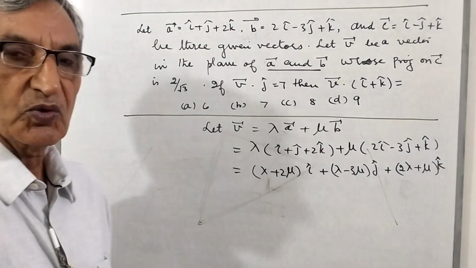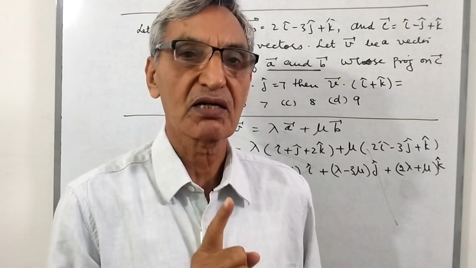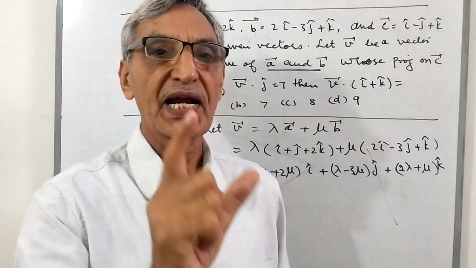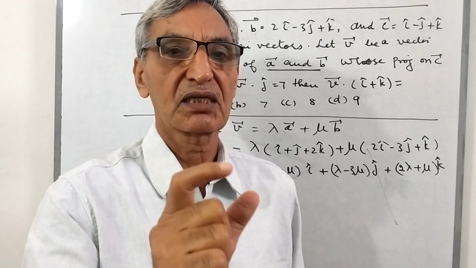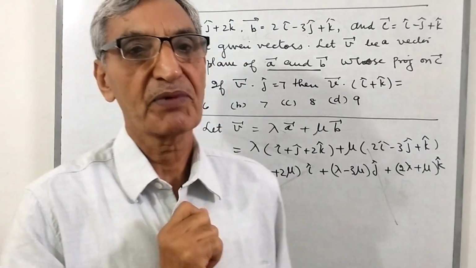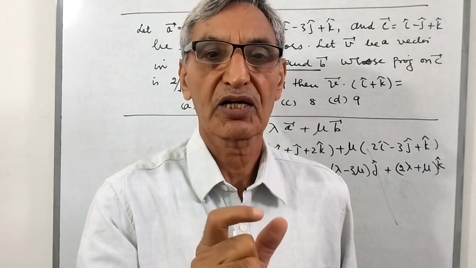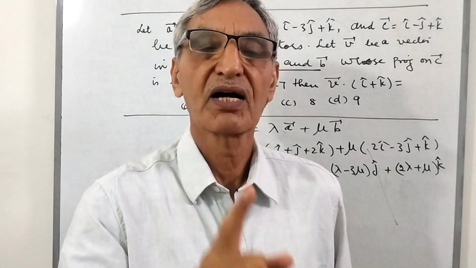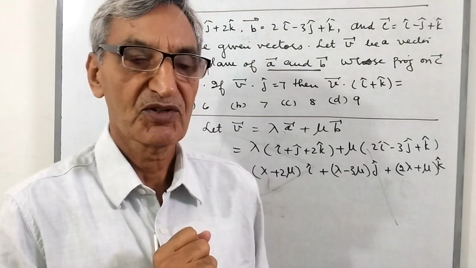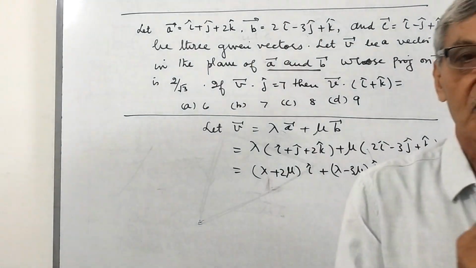This is a very crucial step in the question. The question says V is a vector lying in the plane of A and B, so write V as a linear combination of these two vectors. Now we have lambda and mu, two constants. Our whole question revolves around finding lambda and mu, and therefore two conditions should be given to find the values of these constants.